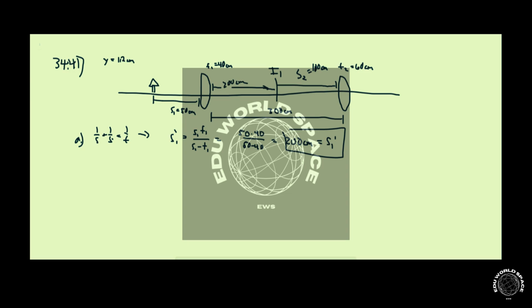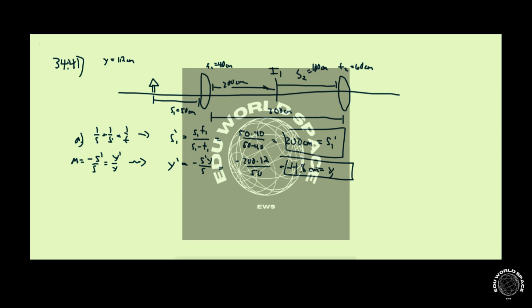So now we need to figure out the height. We know that the magnification is negative S prime over S, but this is also Y prime over Y. So from this, we can solve for Y prime being negative S prime Y over S. So this is negative 200 times 1.2 all over 50. So this becomes negative 4.8 centimeters, or 4.8 centimeters tall. Cool.